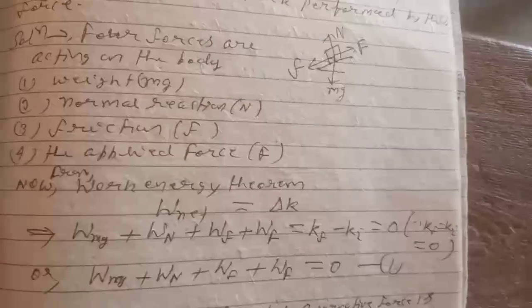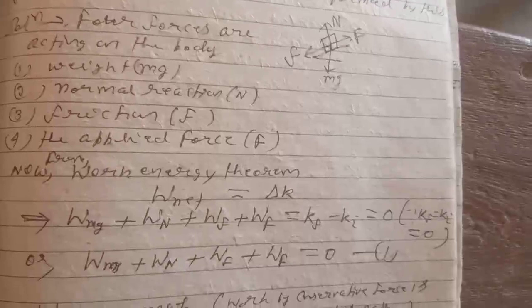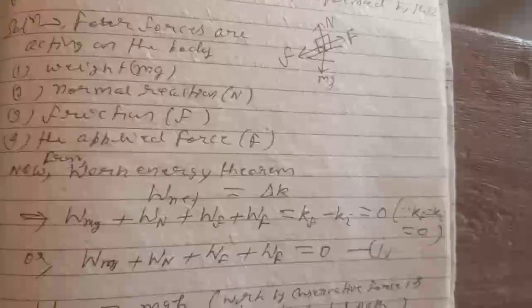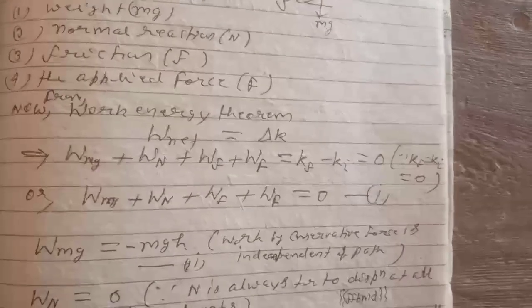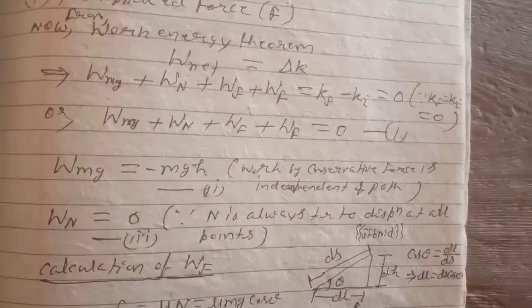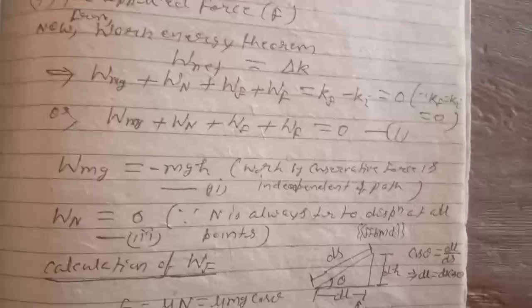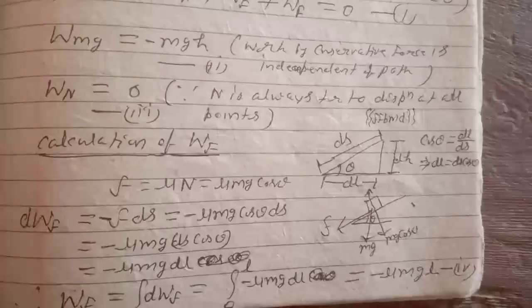Now, from the work energy theorem, W net equals change in kinetic energy, that is W_mg plus W_N plus W_f plus W_F equals K_f minus K_i equals 0, because final and initial kinetic energy is 0. So W_mg plus W_N plus W_f plus W_F equals 0, equation 1. Here W_mg equals minus mgh, work by a conservative force, independent of path, and W_N equals 0 since N is always perpendicular to displacement at all points. Calculation of W_f, that is work done by friction force.